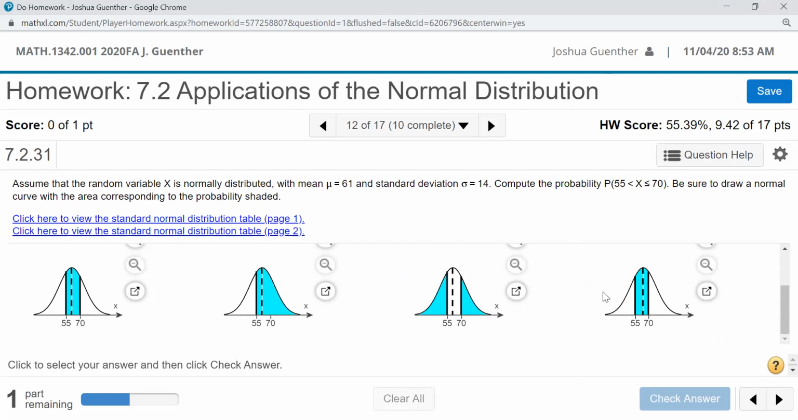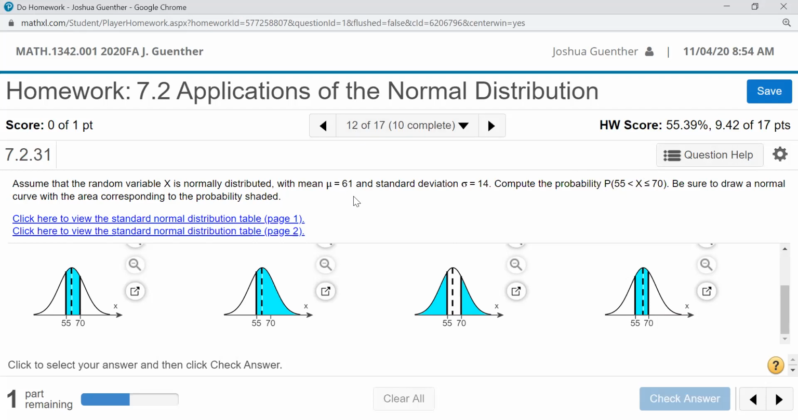This one is a little bit silly because it looks like it could be this one or this one. The thing that's going to differentiate them, it looks so close, but look, the 55 is closer to the middle on this one. Here, the 70 is closer to the middle. So just think about it. If the middle is supposed to be 61, 55 is closer to 61 than 70 is close to 61.